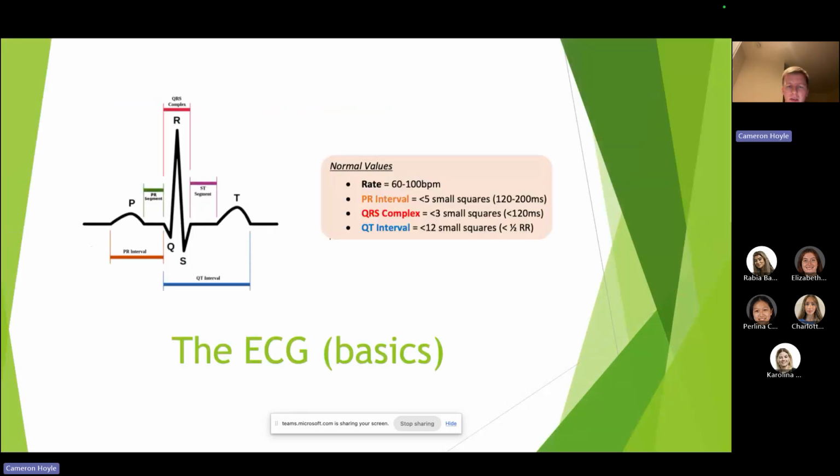Just very briefly, the ECG, you will all know this, the morphology of the ECG and the ECG strip, with your PR interval and segment, your QRS complex and your ST segment with your T wave. So I'm not going to bore you with the ins and outs of it.